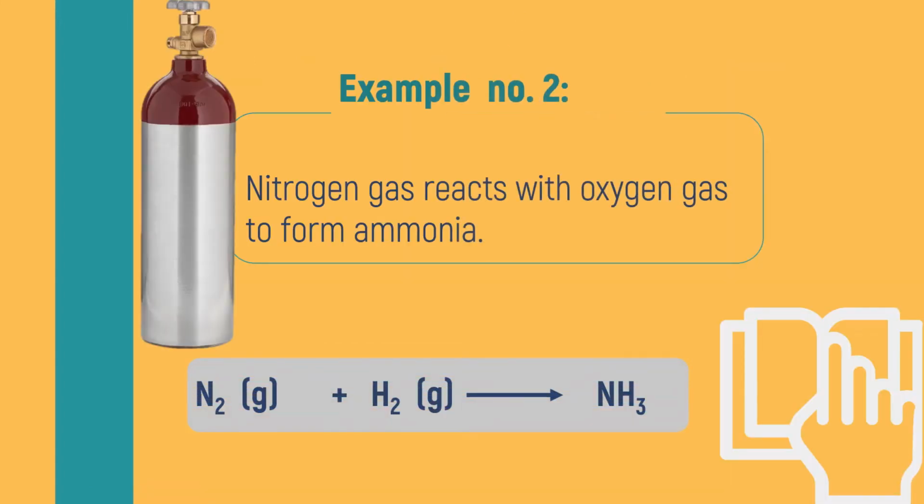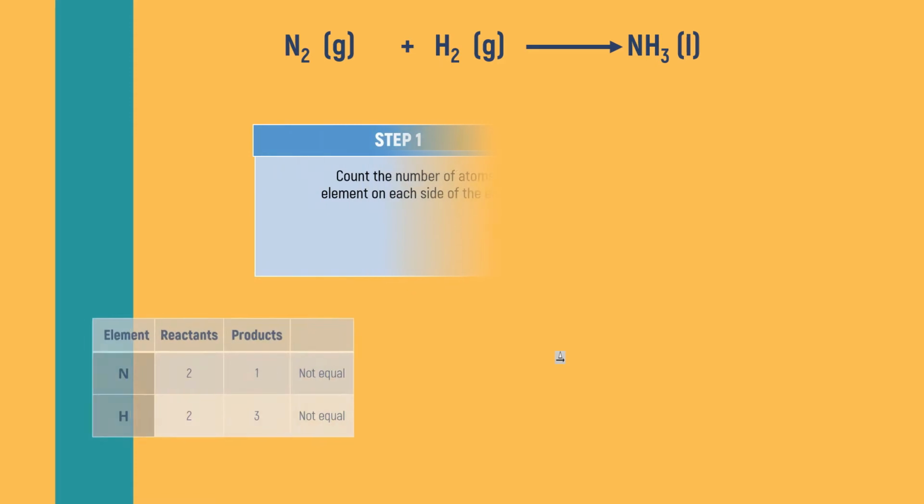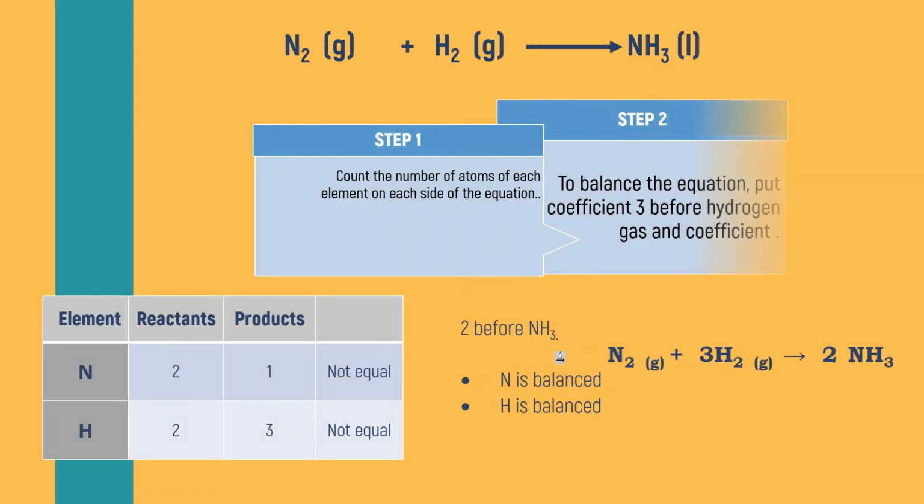Another example, nitrogen gas reacts with hydrogen gas to form ammonia. So you have N2 plus H2 producing NH3. So let's balance the equation. Again, count the number of atoms on each side of the equation. For the reactant side, you have 2 atoms of nitrogen and 2 atoms of hydrogen. For the product, you have 1 atom of nitrogen and 3 atoms of hydrogen.